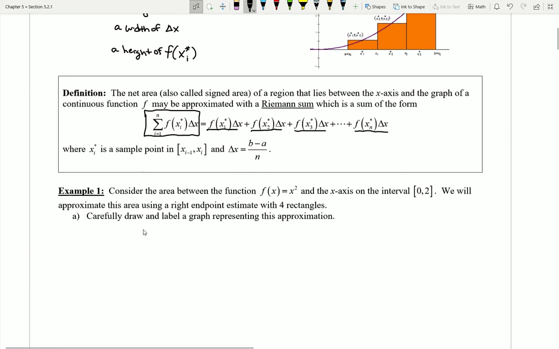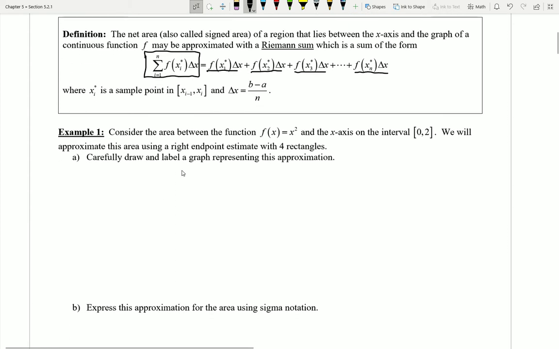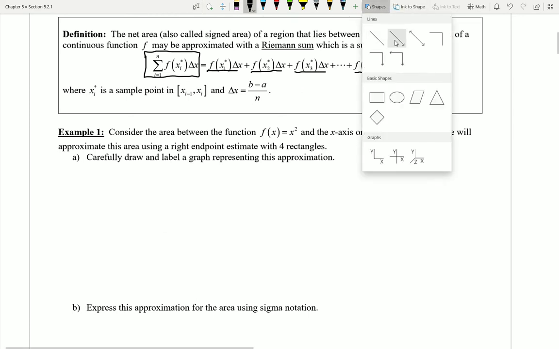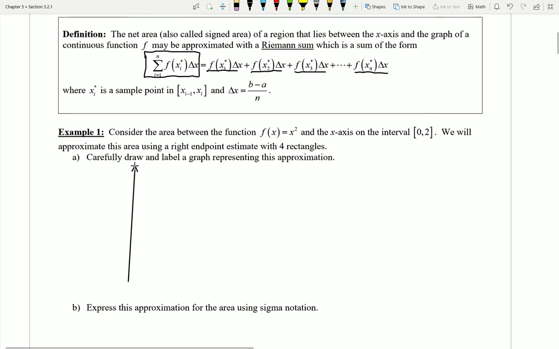To do this, let's take a look at example number 1. We're going to consider the area that occurs between the function x squared and the x-axis on the interval from 0 to 2. And we're going to approximate using right endpoints and a total of 4 rectangles. For part A, we just want to carefully sketch out what this graph might look like. Since I'm going to try to be super careful here, I'm going to use some of my tools in this notes program to help out.